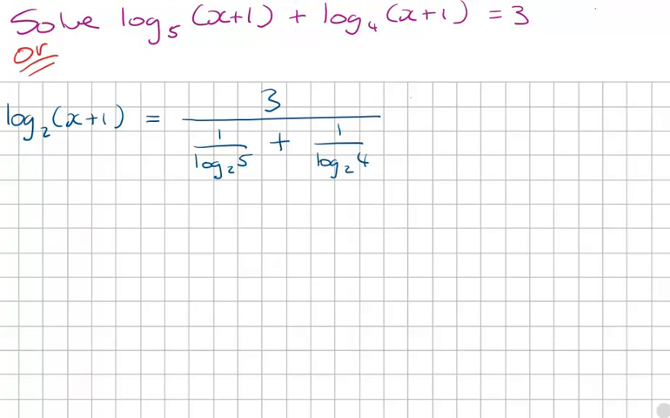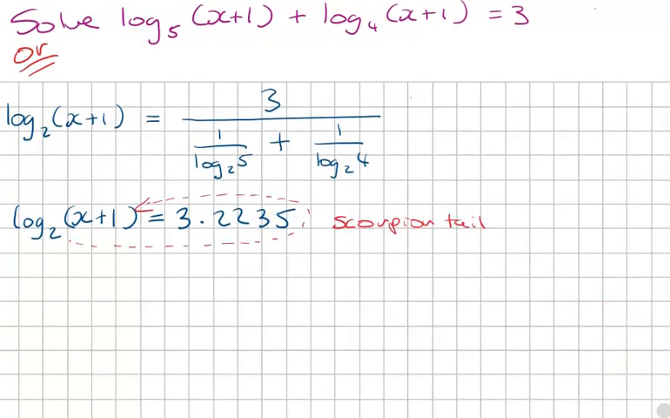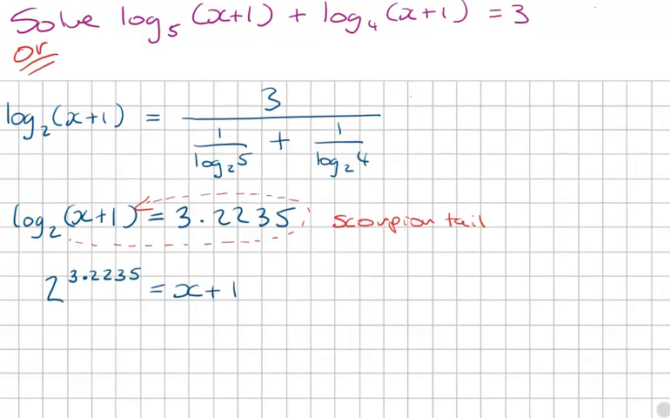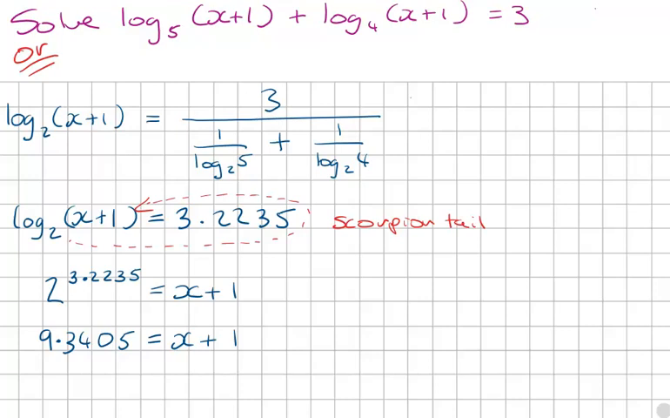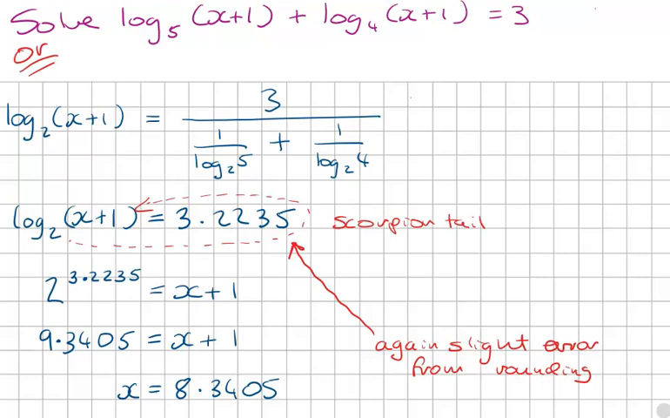Or, going back to this step, what we could have done differently is put what's on the right-hand side into the calculator to get 3.2235. So again, you're rounding here, so there will be a slight error in your answer. Now using the scorpion tail method, 2 to the power of 3.2235 is equal to x plus 1. And 2 to the power of 3.2235 gives us 9.3405 is equal to x plus 1. Subtracting the 1, we get 8.3405. And again, there's a slight error from rounding.